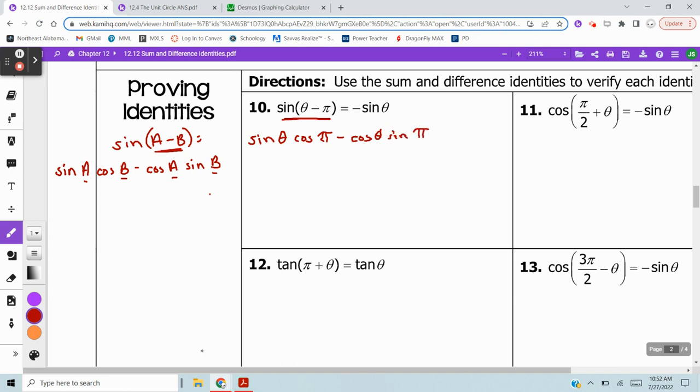Now, just a quick reminder that pi is 180. So I know that the cosine of 180 degrees is negative 1. So I now have the sine of theta times negative 1 minus the cosine of theta, and the sine of pi is actually 0. So this goes away, minus 0. So it gives me sine of theta times negative 1, which is the negative sine of theta, which now matches the right side.